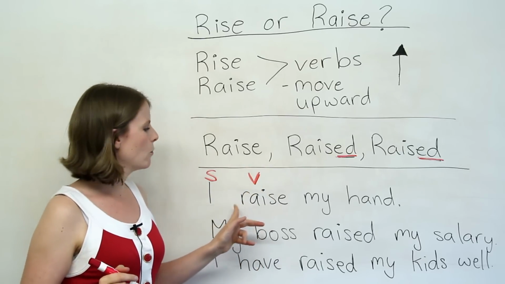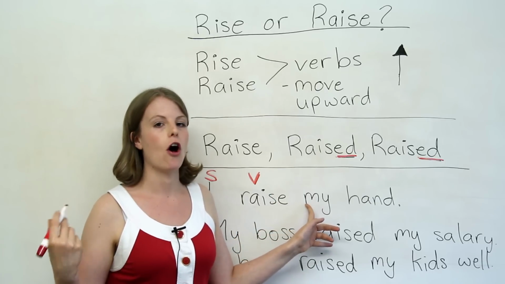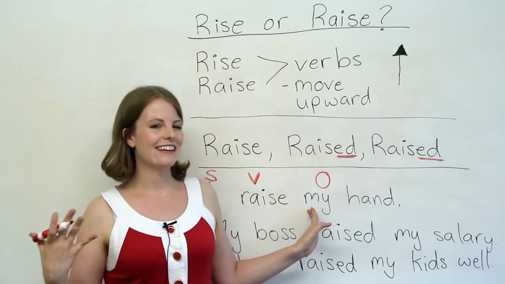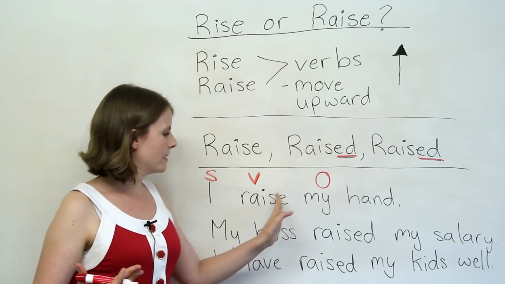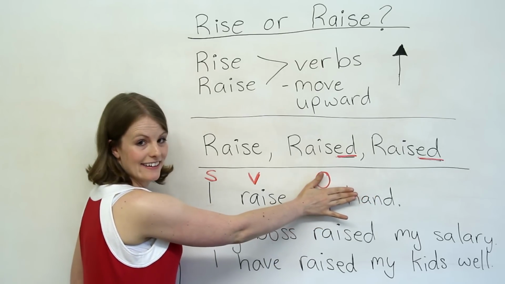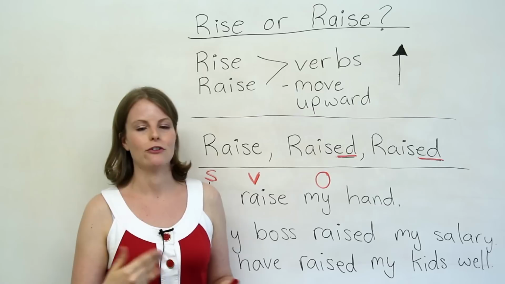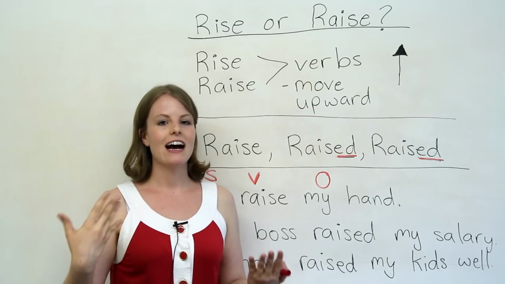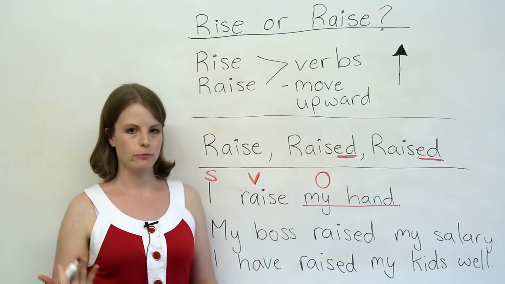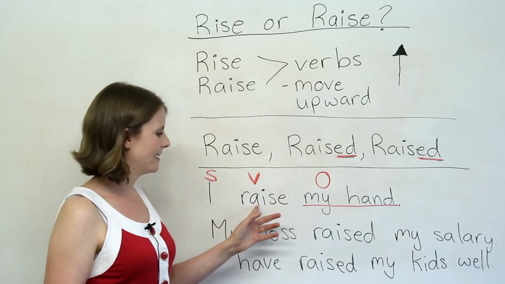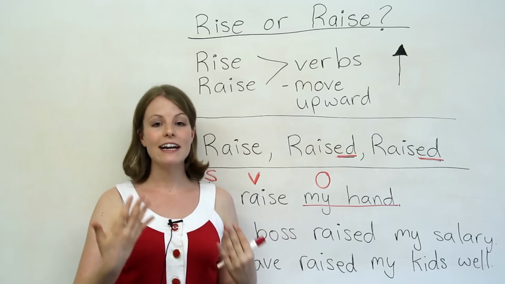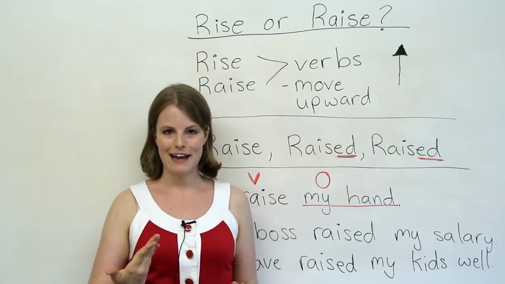raise. We also have what's called an object. So an object is something. The verb can't stand alone. I can't say, I raise. It's always, what do you raise? I raise what? I raise something. So you always need an object with raise. So I raise my hand. I raise the marker. I raise my voice, which means I get louder.